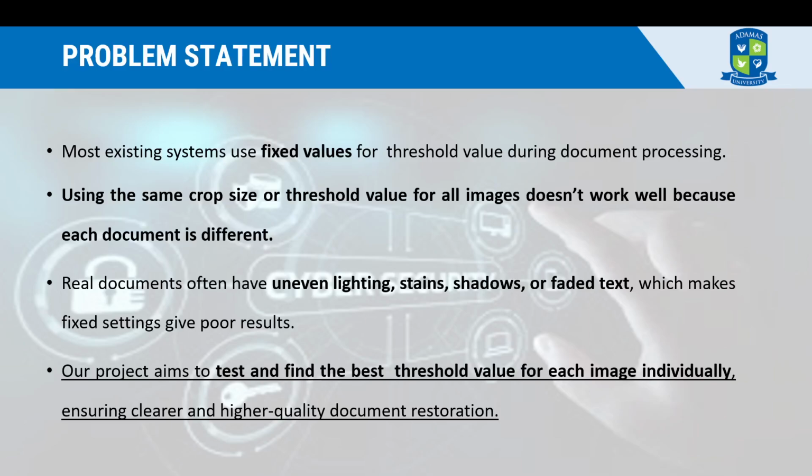Problem statement. The specific problem we are solving is the limitation of fixed values. Using the same crop size or threshold value for all images does not work well because each document is different. Real world documents are messy. They have uneven lighting, shadows, and faded ink. If you use a fixed global value, you lose data. Our project tests and calculates the optimal threshold value for each individual image to ensure no text is lost during the restoration.